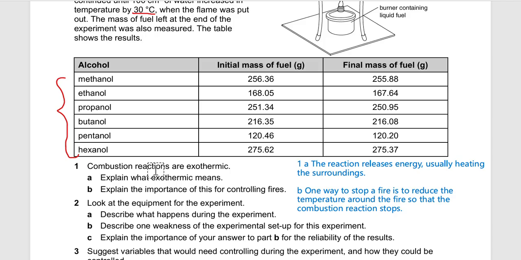Okay. So after that, let's go to question 2. Right. So question 2 says, look at the equipment for the experiment. I will move to the screen in a little bit. Describe what happens during the experiment. Describe one weakness of the experimental setup for this experiment. Explain the importance of your answer to part B for the reliability of the results. Right. You have to describe what happens during the experiment.